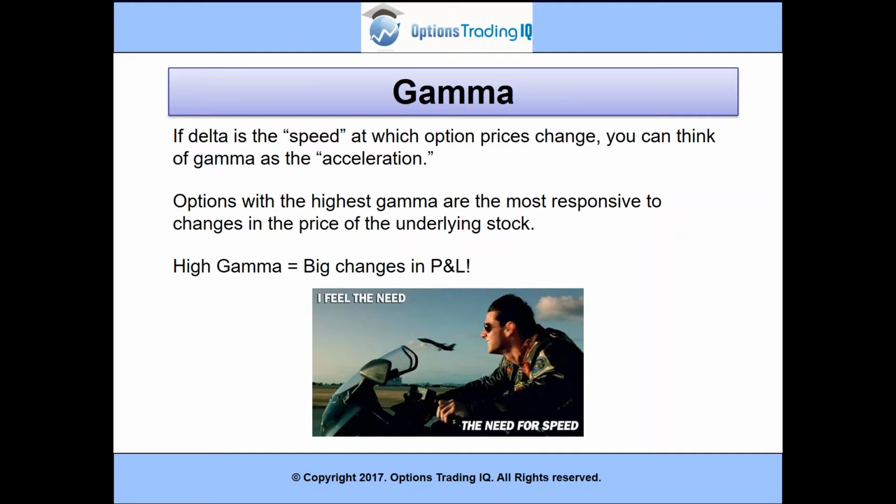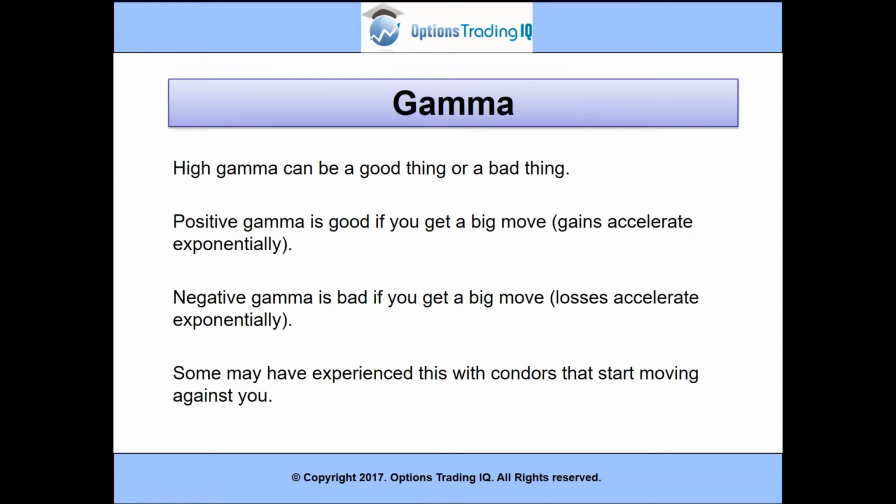Options with the highest gamma are the most responsive to changes in the price of the underlying stock. High gamma equals big changes in P&L. That could be good or bad. It could be good if you're long gamma, and bad if you're short gamma. Positive gamma is good if you get a big move, so gains accelerate exponentially. Negative gamma is bad if you get a big move. Losses accelerate exponentially. Hopefully that makes sense. Again, some of you may have experienced this with condors that start moving against you.